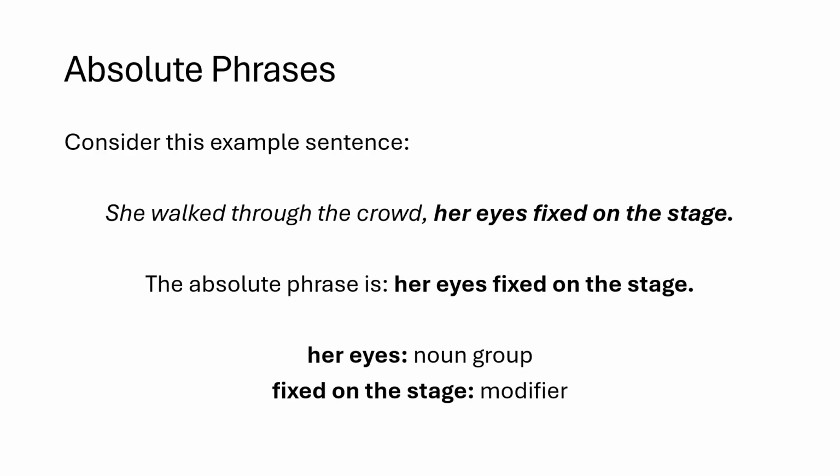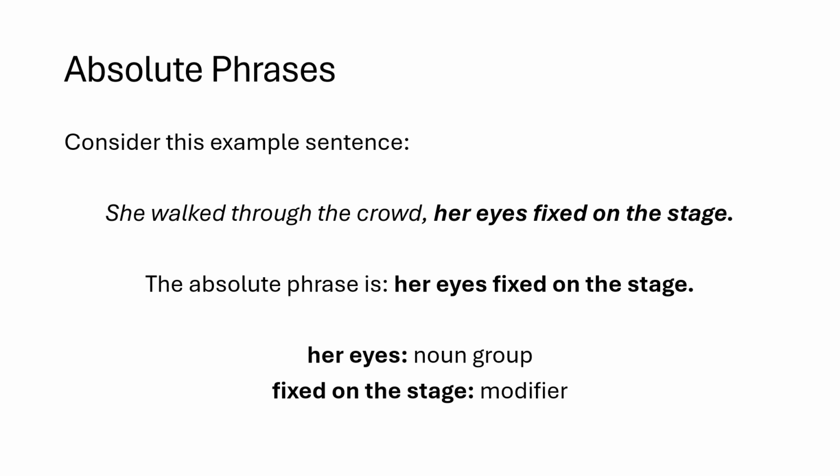Consider this example sentence. She walked through the crowd, her eyes fixed on the stage. The absolute phrase is her eyes fixed on the stage. Her eyes is the noun group. Fixed on the stage is the rest of the modifier.